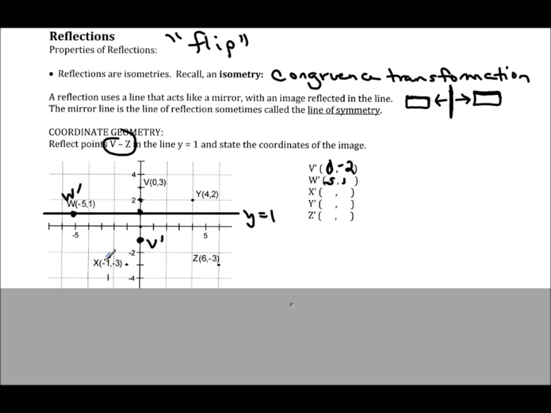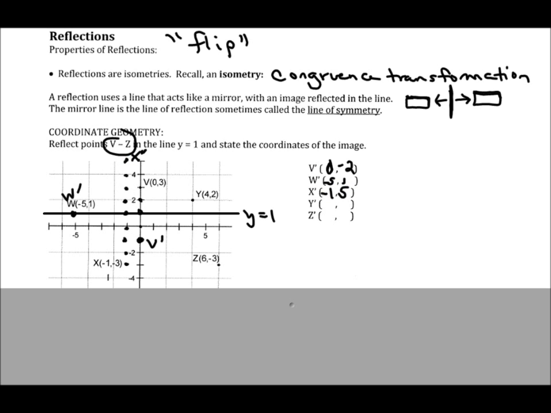Well, we'll look at our original X value, and our original X point is here, and that's 1, 2, 3, 4 away from the line y equals 1. So I'm going to flip it over the line on the opposite side by 4 digits. So 1, 2, 3, 4. So this becomes X prime, and that's at the point -1, 5.